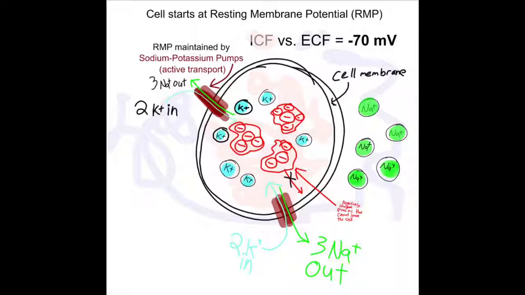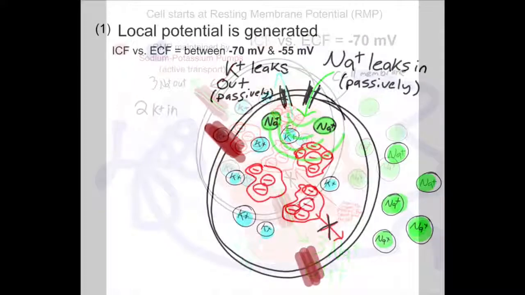But the sodium-potassium pump, which is active transport, compensates by pumping 3 sodium out for every 2 potassium it pumps in. This establishes the resting membrane potential of negative 70 millivolts.